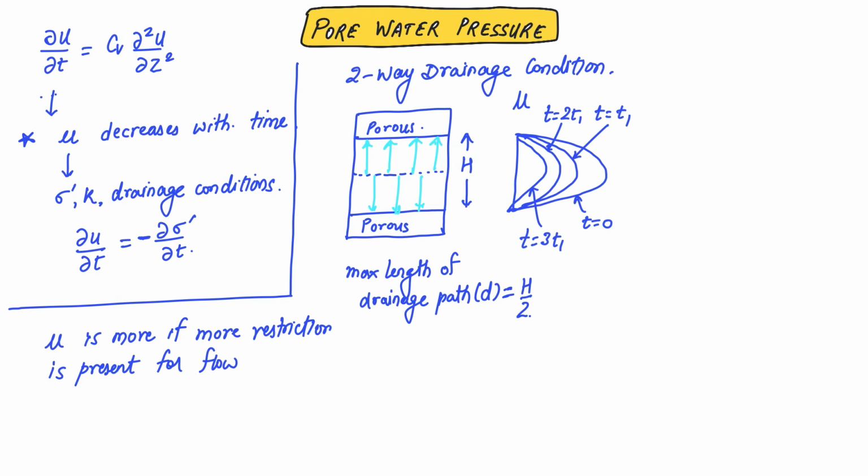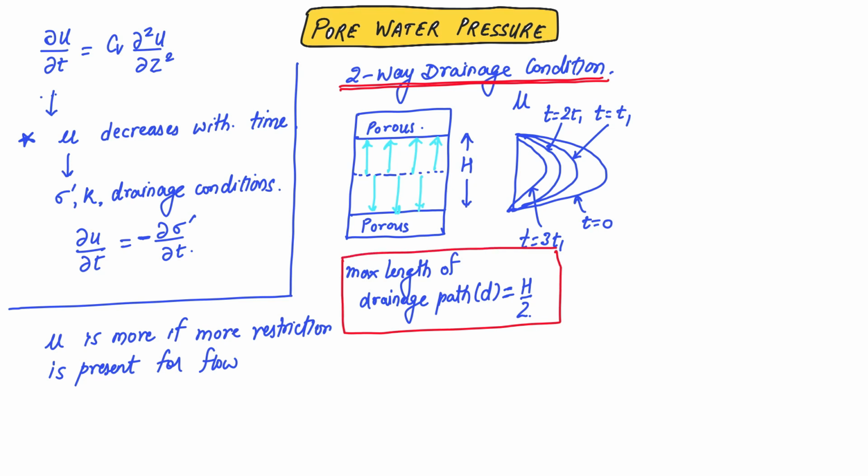So obviously here what you have seen is that the variation is parabolic. Values of pore water pressure are minimum near the exit, and the overall value of pore water pressure is decreasing with the time, whereas the maximum value is observed at the center line of the soil. So this is the case when there is a two-way drainage condition, and the value of the maximum length of drainage path is equal to H by 2 for this particular case.